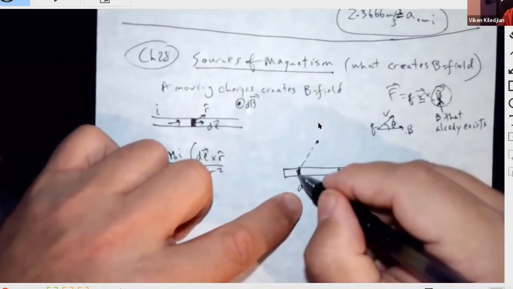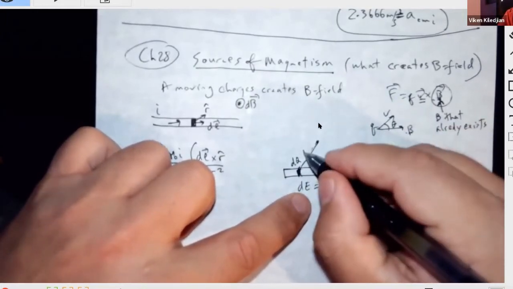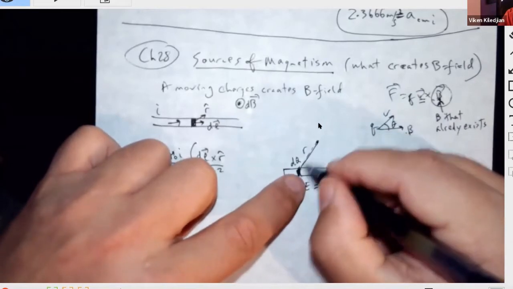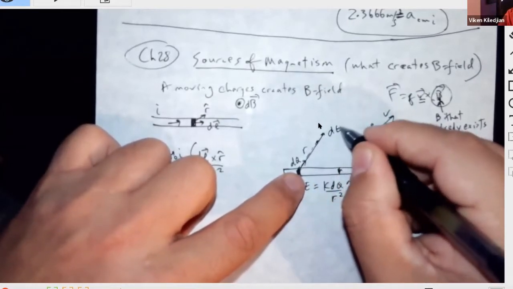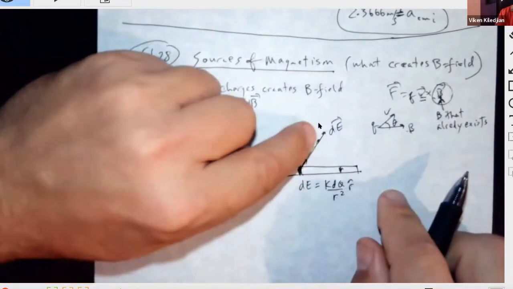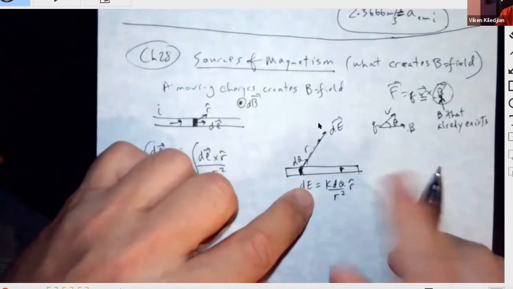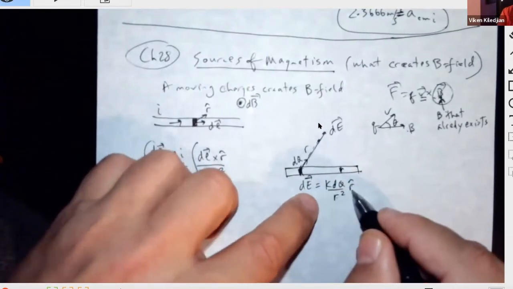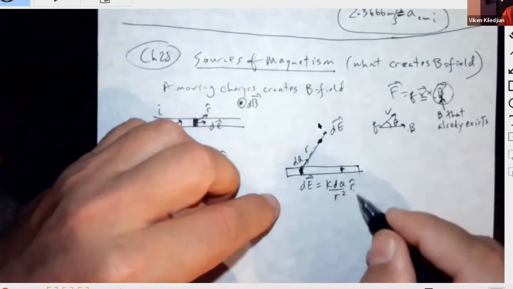Where dq is the charge of this, r squared is the distance, and r hat is the unit vector in the direction of that, right? So in other words, the electric field is this way. It's in the same direction as the unit vector pointing to that point, you see.